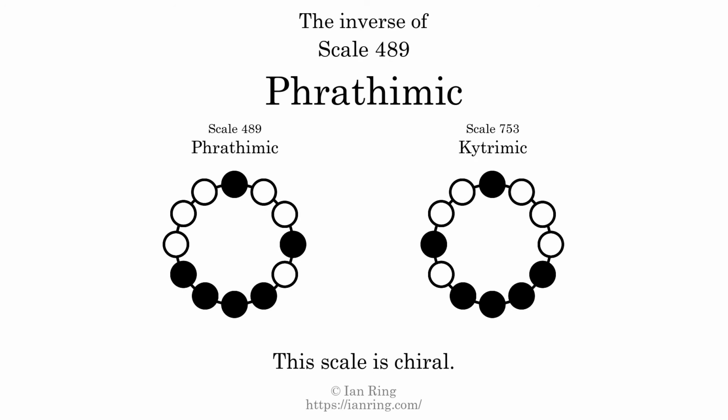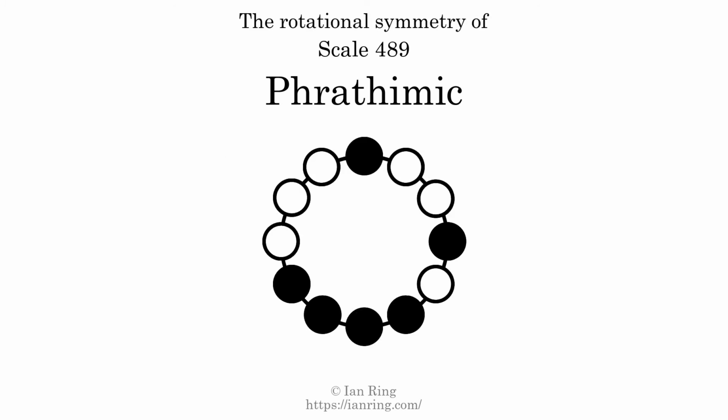The inverse of a scale is a mirror image. It is what you get when the sequence of intervals is reversed. The inverse of this scale is scale 753, also known as Phrathimic. This scale is chiral. It cannot transform into its inverse by rotational transformation. This scale has no rotational symmetry.